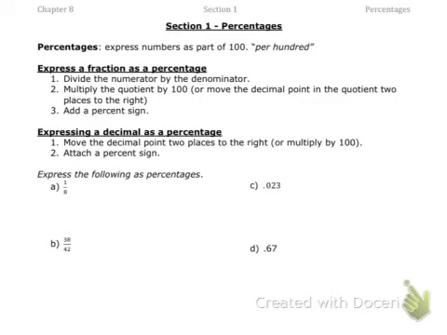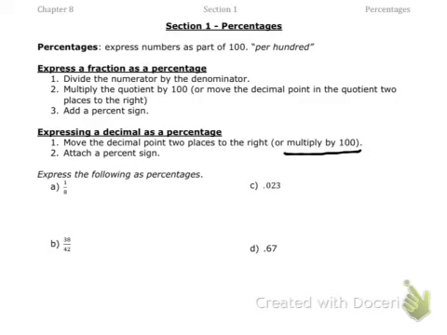Then to express a decimal as a percentage, you can do this one of two ways. Same thing as above. You're going to move the decimal 2 places to the right or multiply it by 100. Again, I think multiplying it by 100 is going to be the easier way. You can just type that right into your calculator. And then again, we're going to add a percent sign.